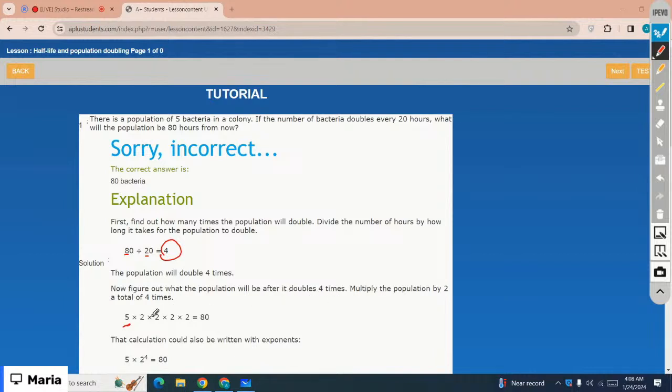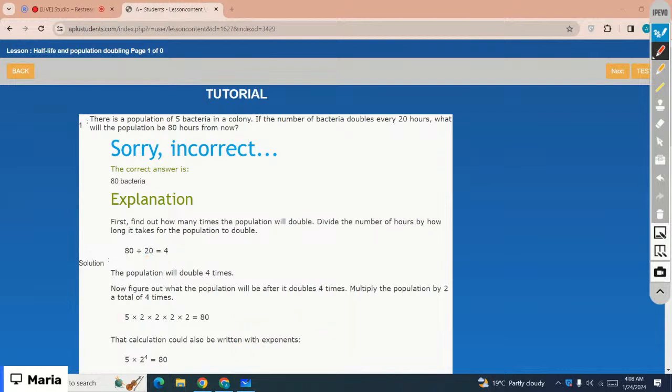Multiply the population by 2. For the first time you have 5 times 2, doubled, that is 10. For the second time, 10 times 2 is 20. For the third time, 20 times 2 is 40. For the fourth time, 40 times 2 is 80. That means after 4 times the population is 80. The bacteria that were 5 at that time are now 80. Got it?